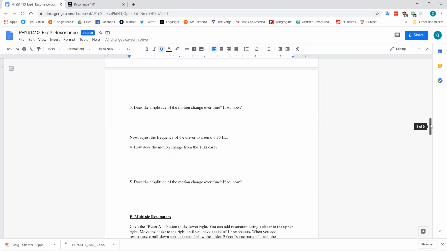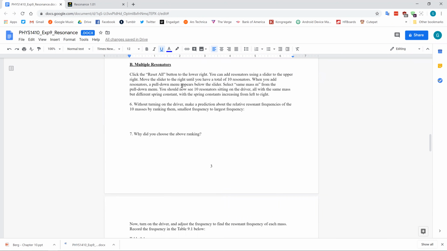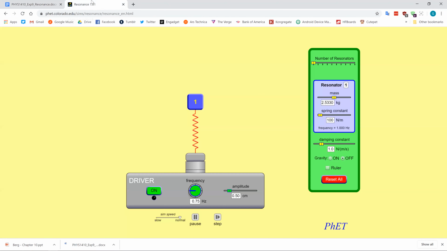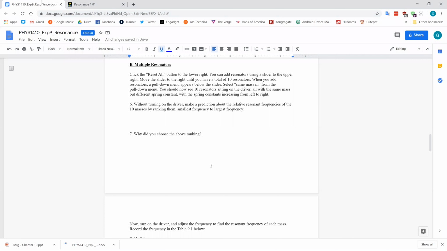So then we're going to switch to multiple resonators. The first one, we are going to go to 10 resonators. So we're going to reset this real quick just so that nothing is moving. I'm going to go to 10 resonators. And we want to have, if I remember right, the same mass constant, same mass to begin with. Same mass M, yes.